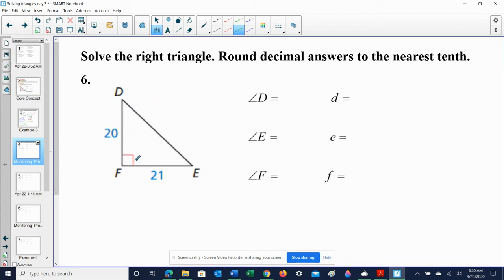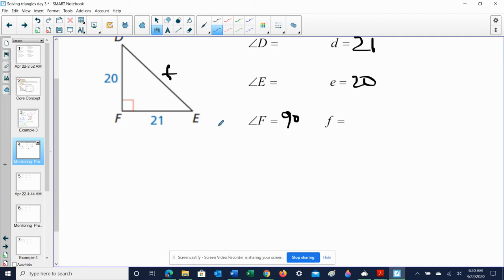What do we know here? Well, we know that angle F is our right angle. So if angle F is our right angle, that's 90. We know that side E, opposite angle E, this little e here, is 20. And we know that side D is 21. How do we find side F? To find side F, we're going to use the Pythagorean theorem. F squared equals E squared plus D squared. A squared plus B squared equals C squared.